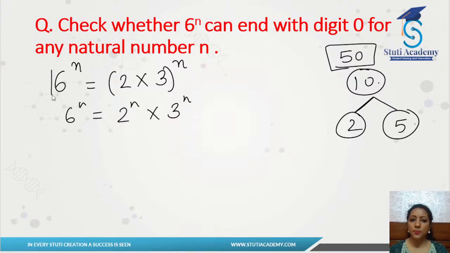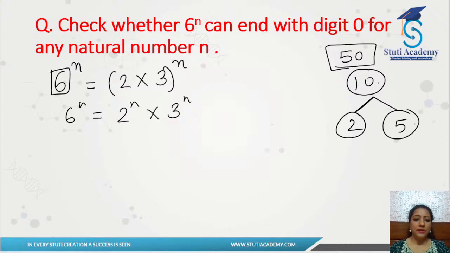So you will just prime factorize this number and you will check the prime factors. If you're getting 2 and 5 both, then you can say that yes, it ends with digit 0. But if you have 2 but you don't have 5, or you have 5 but you don't have 2, you need to have 2 and 5 both. So if any one of these is missing, then we can say it cannot end with digit 0. Such questions can come in different forms. You can get 6 raised n, you can get 12 raised n, or you can get 4 raised n. So you will see a variety of questions here.